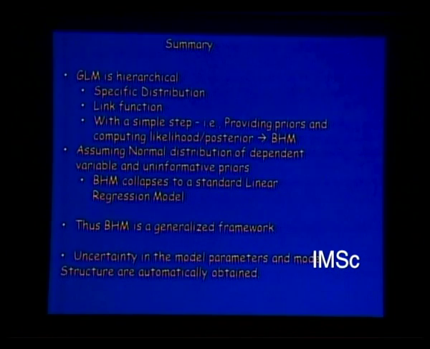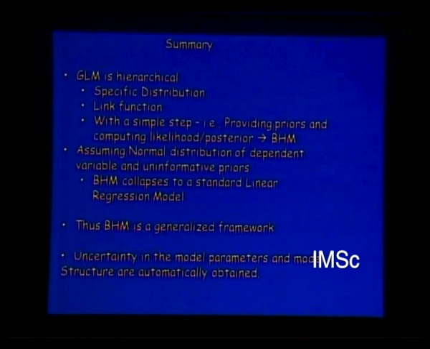So in summary, what does GLM do? GLM is hierarchical, right? With a specific distribution, it has a link function, and with simple steps, providing priors and computing likelihoods, it actually takes you to Bayesian land. So again, if you assume a normal distribution with no information on your parameters, then this collapses to straight linear regression. So linear regression is a nice subset of hierarchical modeling, and that's quite attractive. That's why, in that sense, the BHM is a generalized framework of the generalized modeling.